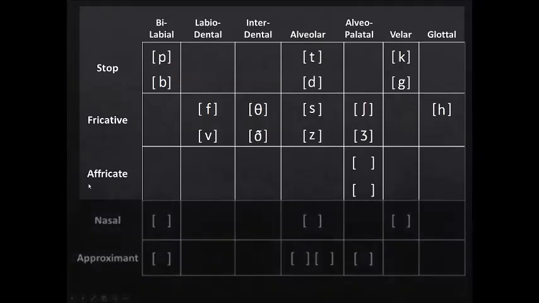Affricates. Sounds like Africa, has nothing to do with Africa. This is a little bit of a combination category. There are only two of them, and you want to think of an affricate, in fact you can write that right here, as a stop plus a fricative. The sound begins with a stop and continues with a fricative.